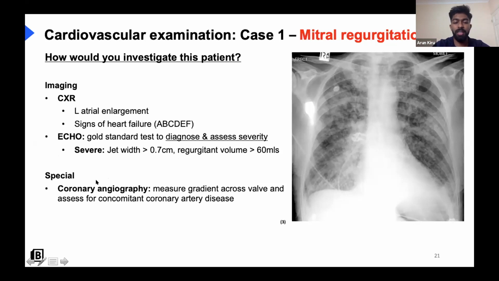And then finally, special tests. This is a good one for any cardio case. I like to do coronary angiography, where you put some dye in, look at the coronary circulation, see if there's any blockages, things like that, because most of these patients have some sort of vascular risk factors. They're going to have coronary blockages as well.